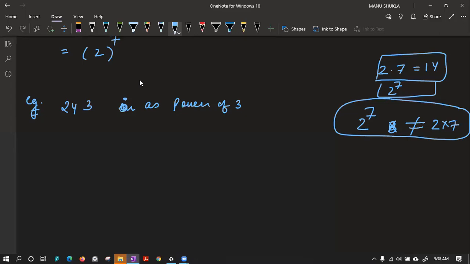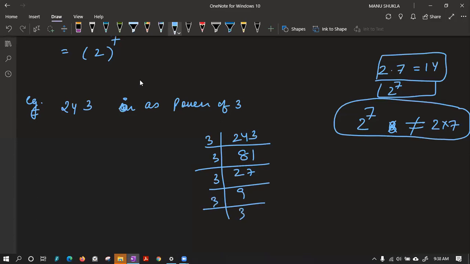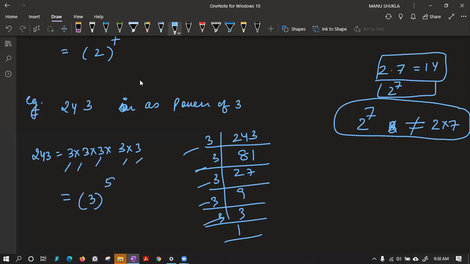Now first let me solve this question: 243 as a power of 3. So you will start with this one. We have 3 fours are 24, 3 nines are 27, 3 threes are 9, 3 ones are 3. So 1, 2, 3, 4, 5. We have 5 threes getting multiplied. 243 can be written as 3 into 3 into 3 into 3 into 3. So 3 multiplying 5 times. So the answer is 3 power 5.